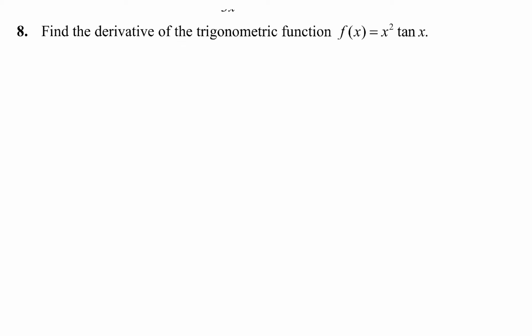Now we do problem 8 that says find the derivative of this function, x squared tangent of x. So the derivative f prime of x is the derivative of the first function, 2x, multiplied by the second, tangent of x, plus the first multiplied by the derivative of the second. The derivative of tangent of x is secant square of x.